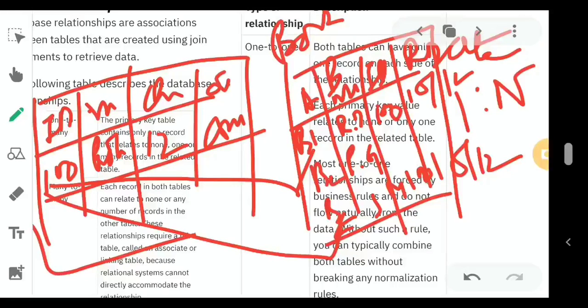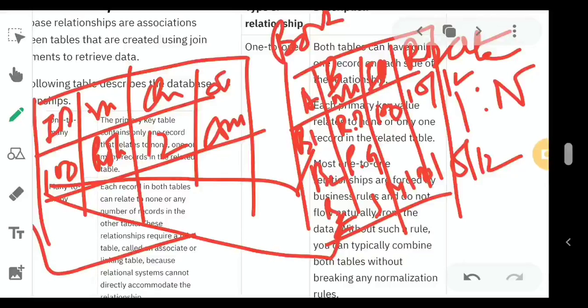So it is possible that one student can take two books from the library, and that is a one-to-many relationship. If you consider Rohan and the book ratio, Rohan is a single entity, a single candidate, taking two books. So one-to-one is not there, it is one-to-many. Many means more than one. So that is an example of a one-to-many relationship.